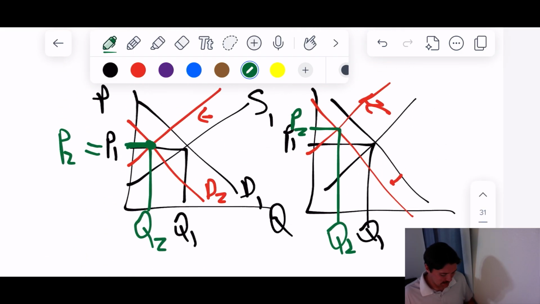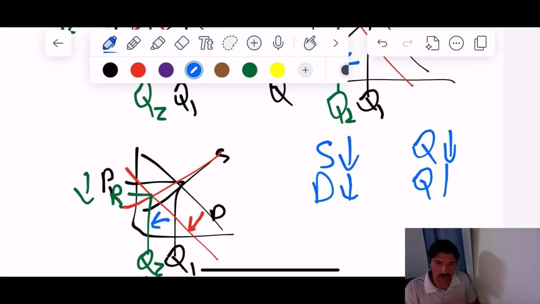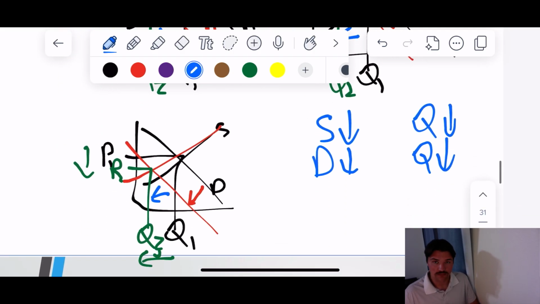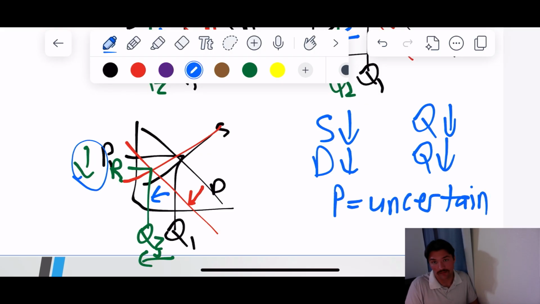Now, what is the same with all these? Quantity is lower, quantity is lower, and quantity is lower. So what we'll see here, whenever we have a decrease in supply and a decrease in demand, the quantity is lower. So that's for certain. We definitely know if we have a decrease in supply and decrease in demand, quantity is lower. Now, what about prices? Prices were the same, prices were higher, prices were lower. So price is what we would say is uncertain. You do not know what's going to happen to price unless you draw it, right?